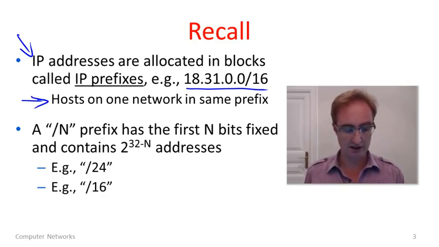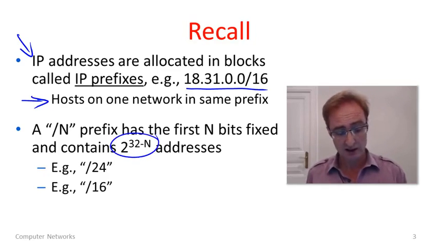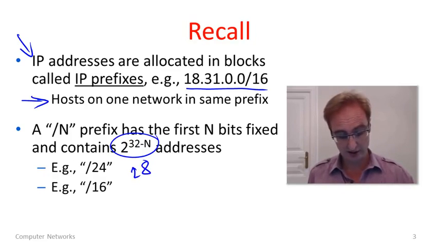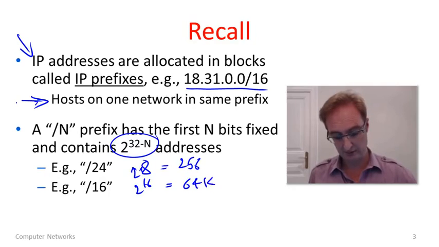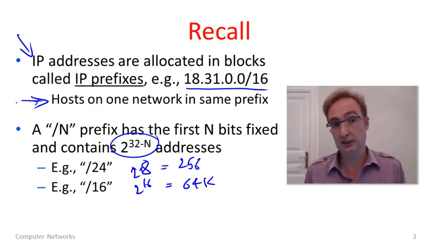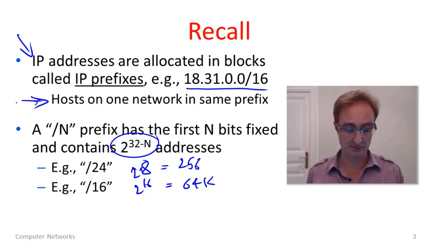Just as a reminder, let's work through an example here. A /n prefix has the first n bits fixed, and the other 32 minus n bits are free, so it contains 2 to the 32 minus n addresses. For instance, a /24 will have 8 bits free, so it will contain 2 to the power of 8 addresses, which is 256 addresses. And a /16 will have 2 to the 16 addresses in it, which is 64k, or 65,000 different addresses if you compute the numbers out.